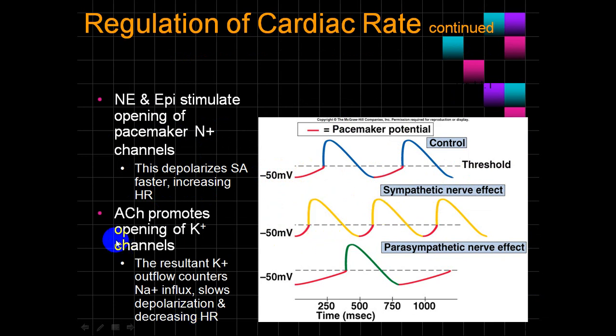While if we stimulate with acetylcholine, parasympathetic stimulation by the M2 cholinergic receptor opens the potassium channel. This results in potassium outflow, as we remember from repolarization, which counters the sodium influx and prevents sodium from entering. So the slow depolarization decreases heart rate. This is by the parasympathetic stimulation.